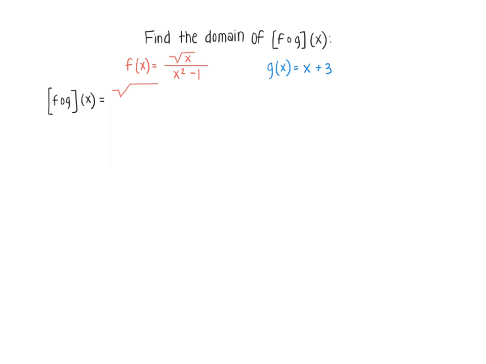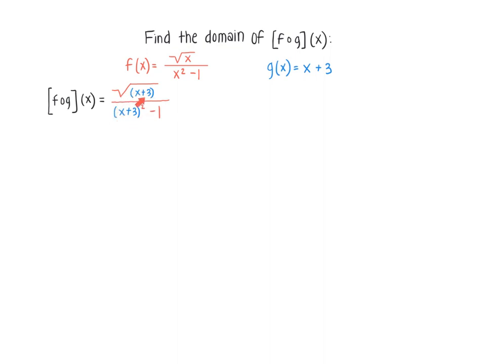So here I'm replacing the x in the radical with x plus 3. And then in my denominator, I'm replacing the x again with x plus 3, and that's going to become squared, minus 1. So this is just the first step. I've substituted in g of x for all of the x's inside of this equation. So this x got replaced with x plus 3, this x got replaced with x plus 3, and now I'm going to go ahead and clean up this equation as much as I can.